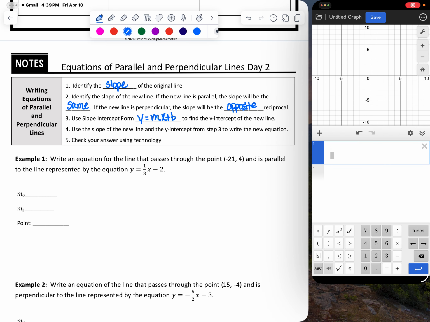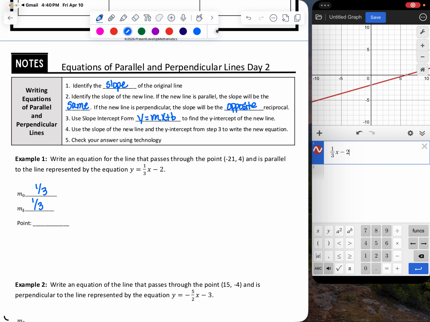So let me graph our original line here. We have 1/3 x minus 2. This is our original line here in red. And so m sub o, that means original slope of our original line, is 1/3. Now, because they're wanting us to write an equation for a new line that is parallel to the original line, that means our parallel slope is also 1/3 because parallel lines will always have the same slope.